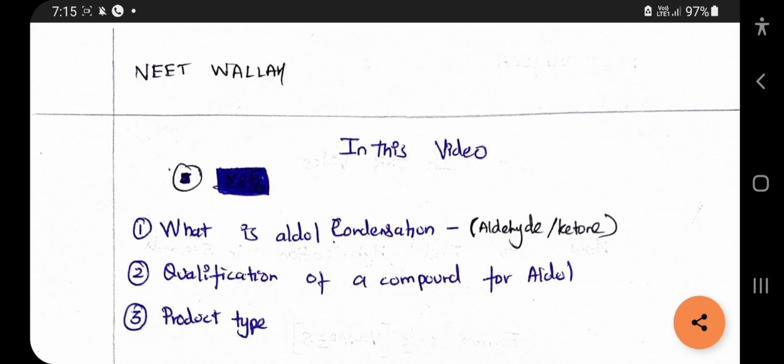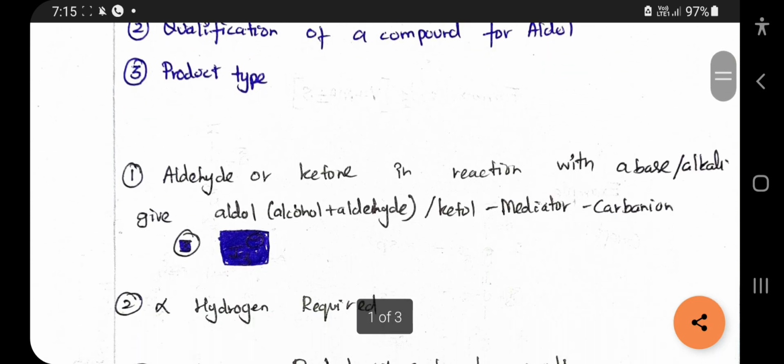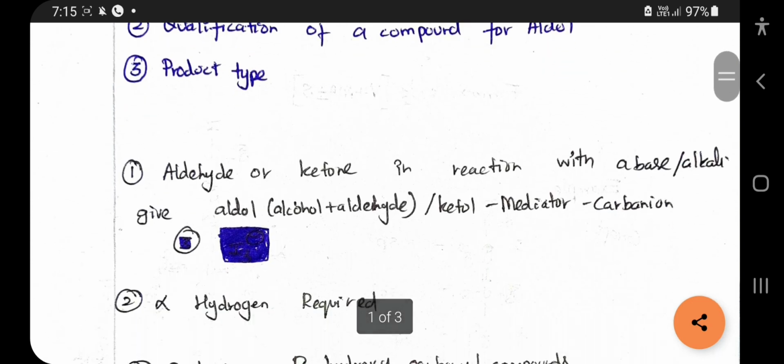So in this video we'll see first what the aldol condensation is. An aldehyde or ketone in reaction with a base or alkali gives an aldol product, that is alcohol plus aldehyde, or a ketone product, that is ketone plus alcohol. As ketone and aldehyde are both similar in their properties, it is generally called aldol condensation. The mediator for this is a carbanion.